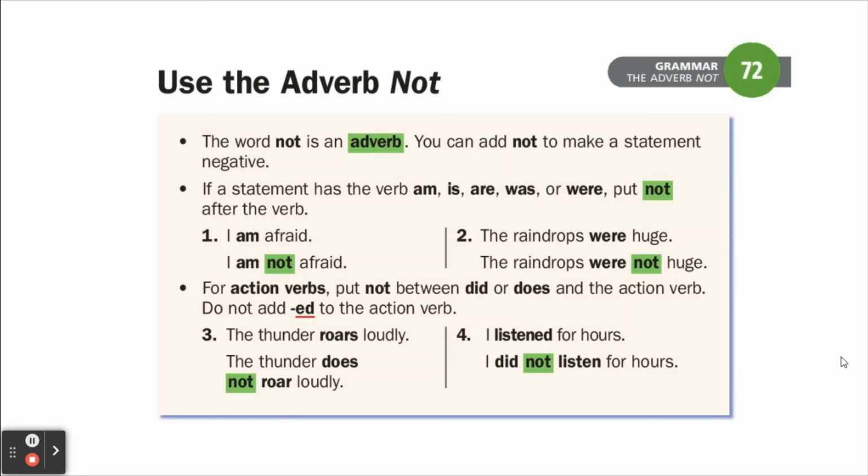I am not afraid. The raindrops were not huge. Now, for action verbs, put not between did, does, or do, and the action verb. So do not add -ed at the end of any verb when we use the helping verb did, okay? The thunder roars loudly. The example, the thunder does not roar loudly. Okay? I listened for hours. I did not listen for hours. Okay, so let's go ahead and do some examples together.